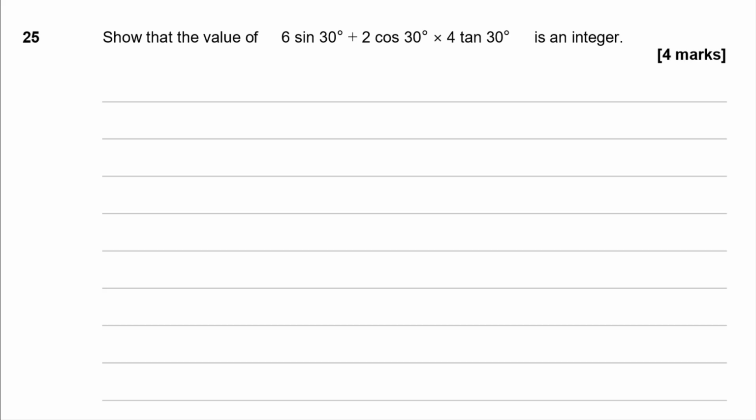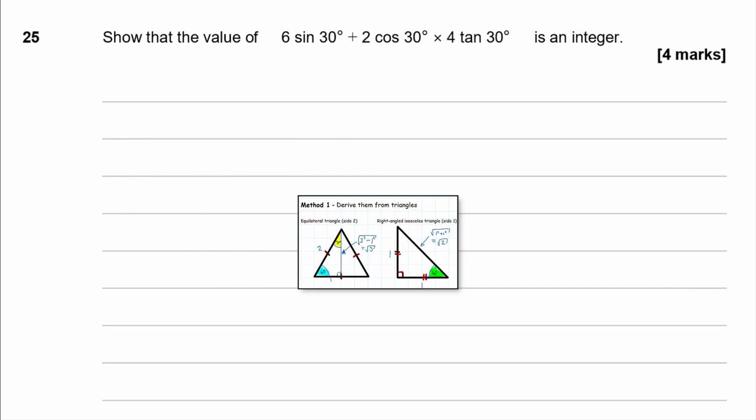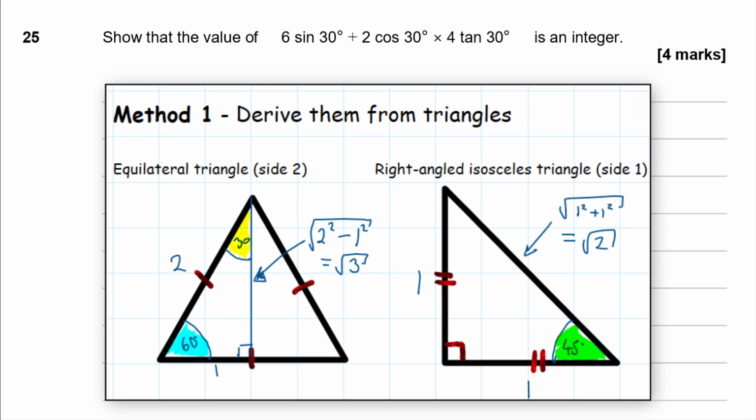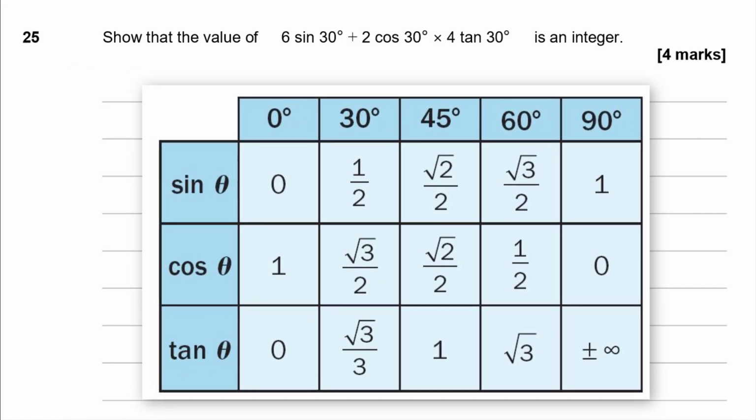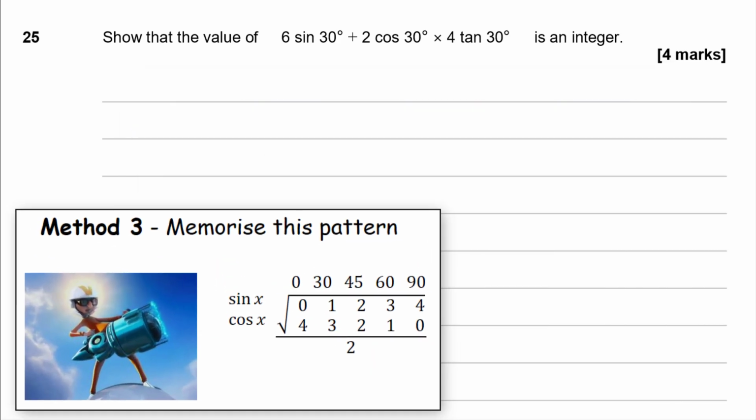Some people remember it with their fingers. There's some sort of finger thing that you have to do. Some people can generate the values from 2 triangles. Some people just memorize the list. There's a pattern to it. I tend to use a shrink-rayed version of just remembering the pattern version.